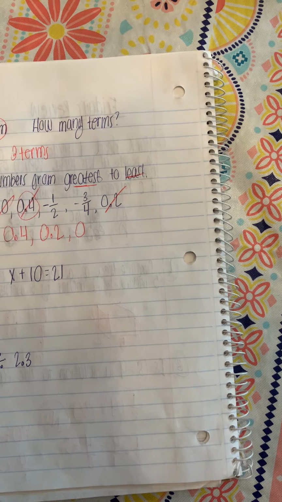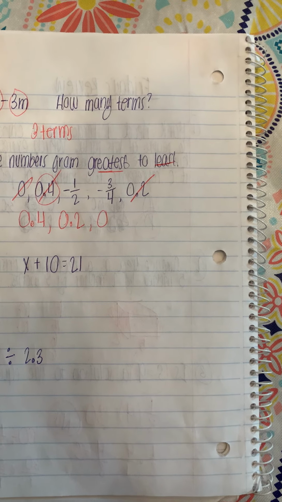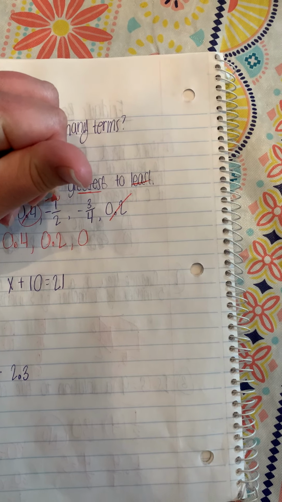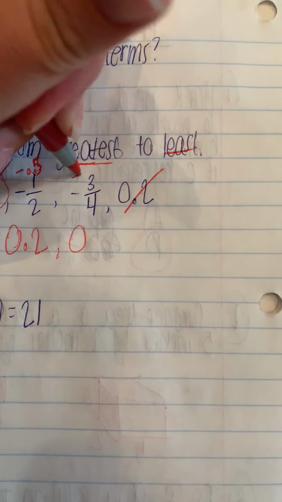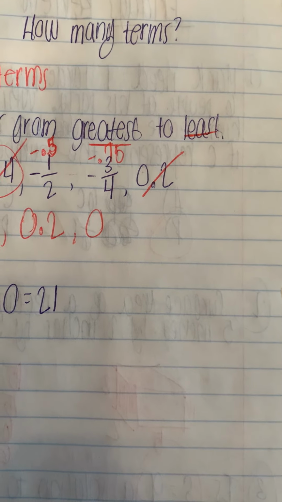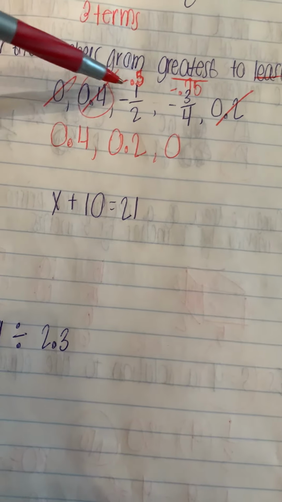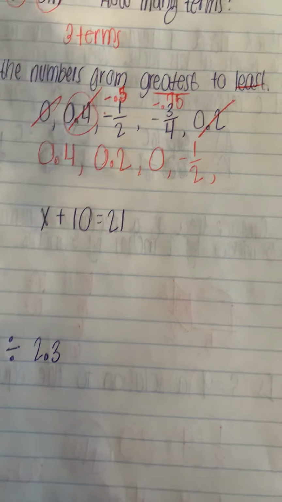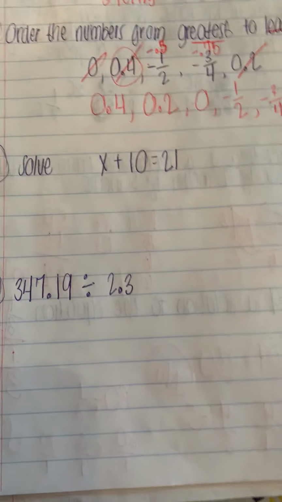Now I need to look at my negatives. If you're having trouble understanding these from a fraction point of view, change them to a decimal. So this one would be negative 5/10. And this one would be negative 75 hundredths. So which one is the next largest? The next largest would be negative 1/2 because it's closer to 0. And then last but not least, we have negative 3/4.